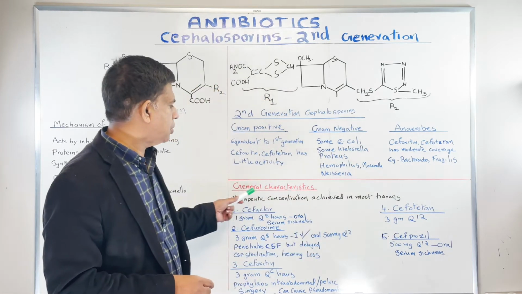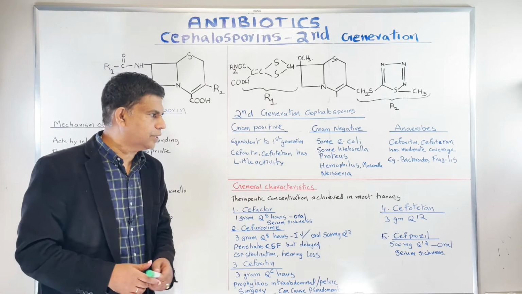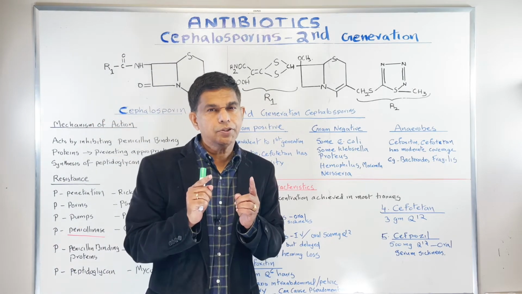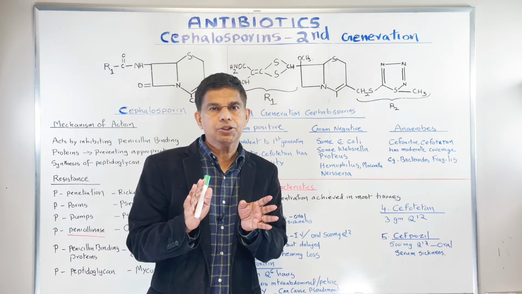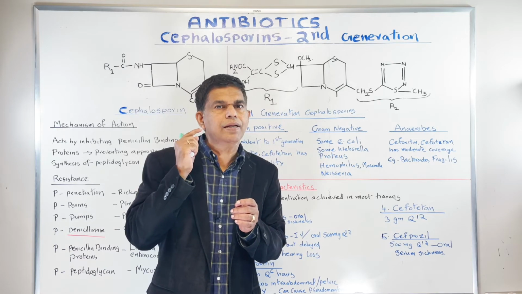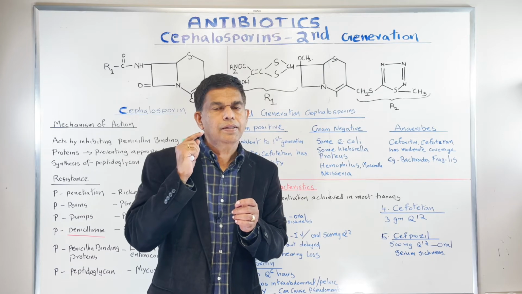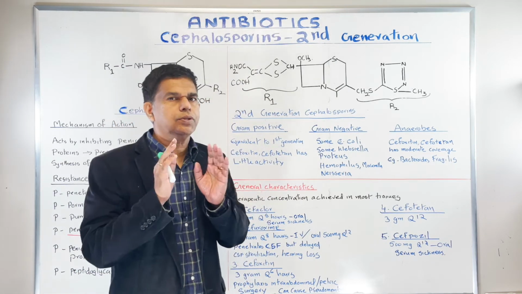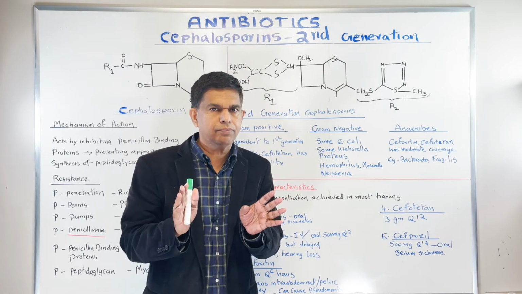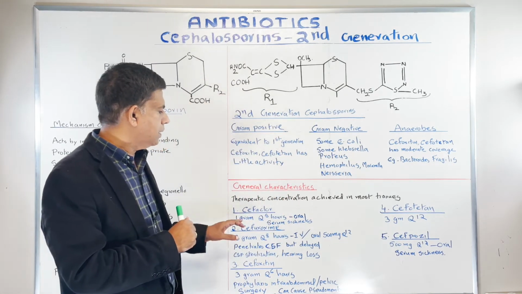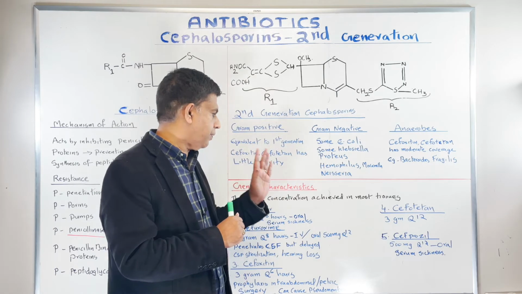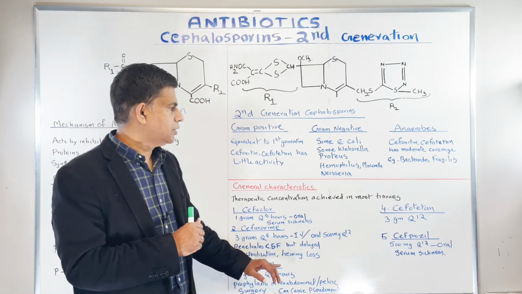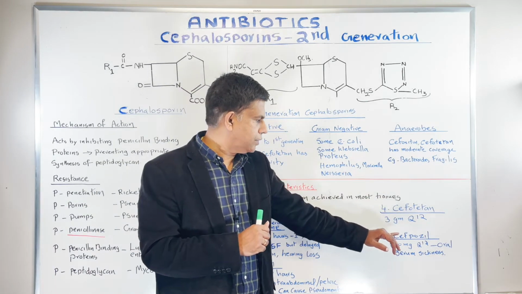Now, let's look at some general characteristics: therapeutic concentration is achieved in most tissues. Remember, when we talked about the first generation, it doesn't reach CSF, and it does not reach the middle ear fluid, okay? So we cannot use it in middle ear infection. But in this case, it reaches every tissue, even CSF, but we'll come back to that. Now, let's talk about the first drug. Five drugs we need to know: cefaclor, cefuroxime, cefoxitin, cefotetan, and cefprozil.